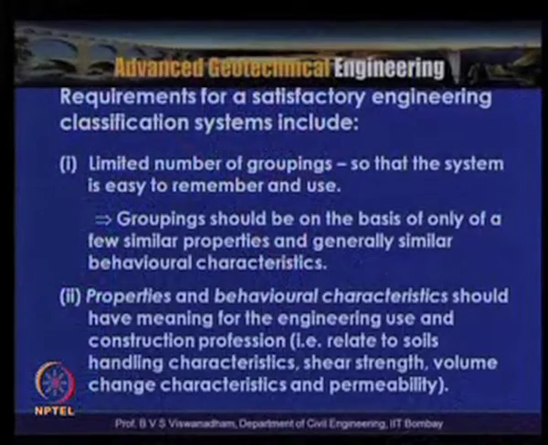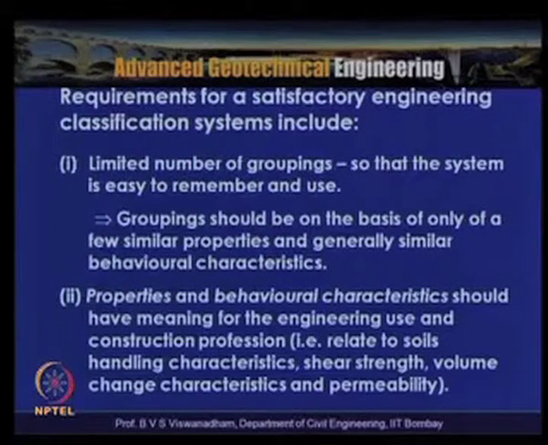The requirements for a satisfactory engineering classification system include a limited number of groupings, so that the system is easy to remember and use. The symbols have to be simple. Grouping should be on the basis of only a few similar properties and generally similar behavioral characteristics. If the grouping is made, the group should have soils which have similar behavioral characteristics. And the properties and behavioral characteristics should have meaning for the engineering use and construction profession, that is, relate to soil handling characteristics, shear strength, volume change characteristics, and permeability.